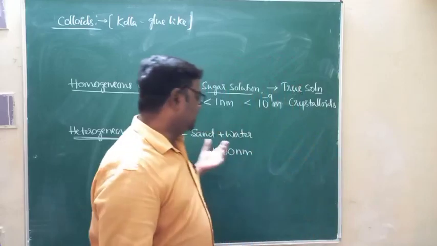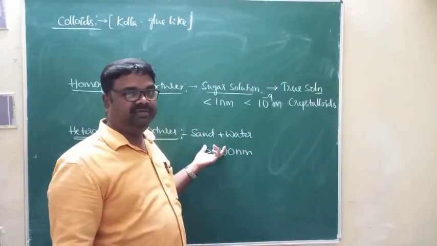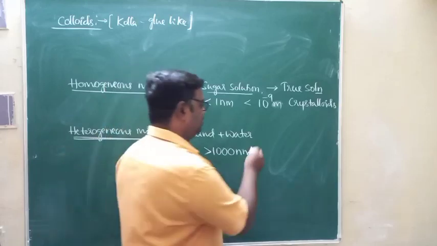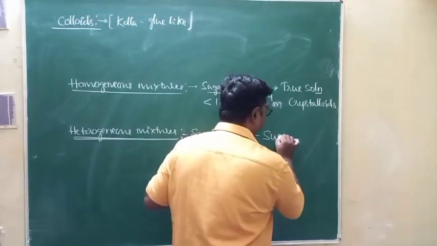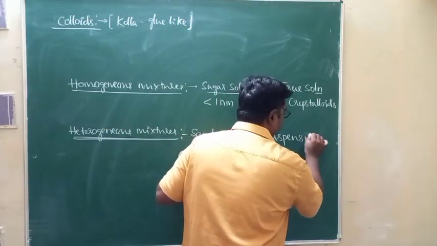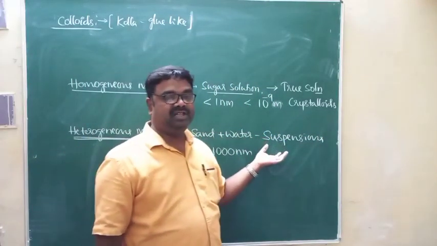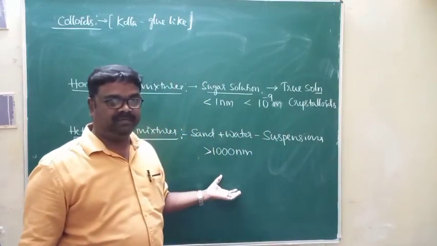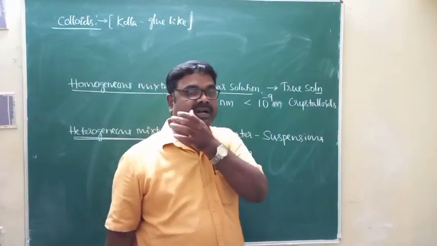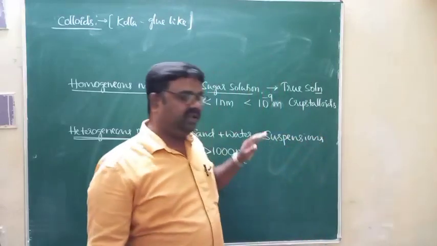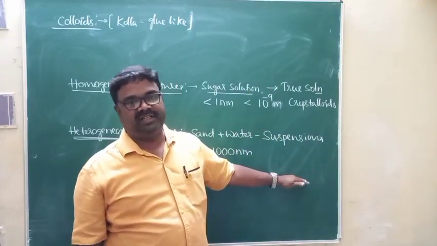And of course, such types of heterogeneous mixtures in which the size of the particles will be greater than 1000 nanometer are called suspensions. So suspensions are heterogeneous mixtures in which the size of the particles will be greater than 1000 nanometer. Like that, we have different types of mixtures. One is true solutions, another is suspensions.